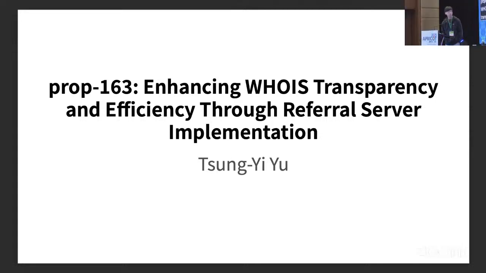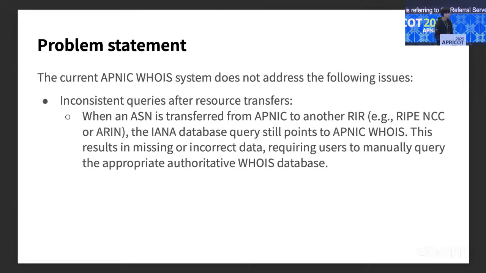My name is Zhong Yi, and I come from Taiwan. This is my policy proposal, regarding the referral WHOIS server implementation. Let me quickly introduce our policy statement. The current APNIC WHOIS server does not address the following issues. The first one is the impaired query after a resource transfer. If you transfer an AS number to another regional registry, the query to the APNIC database will still point to APNIC WHOIS. It won't be able to automatically redirect your query to RIPE NCC, ARIN, or another RIR.